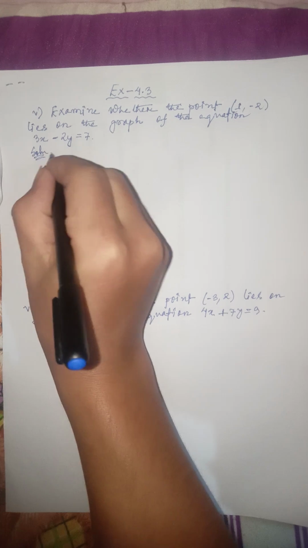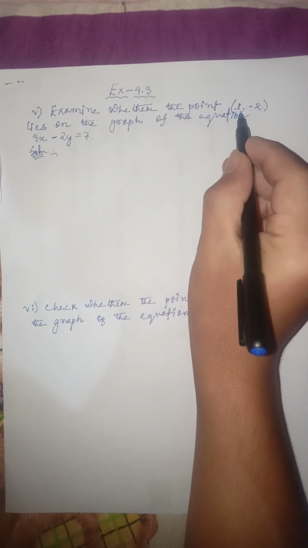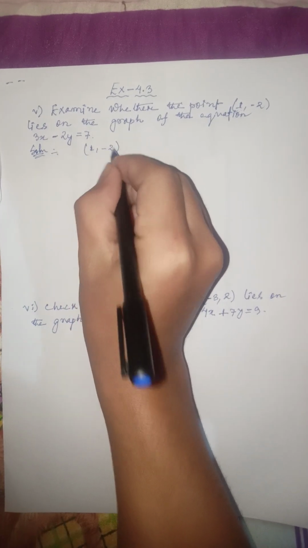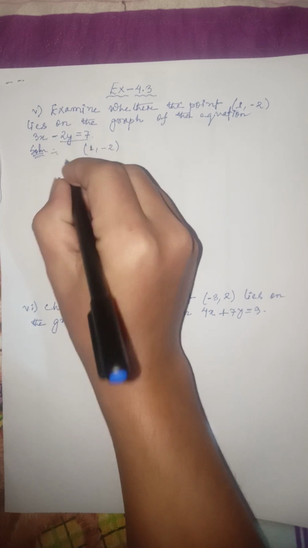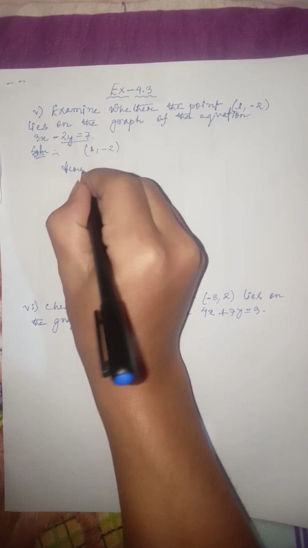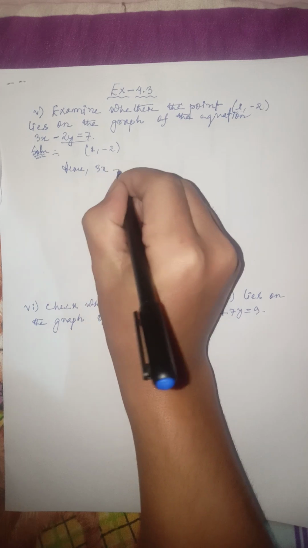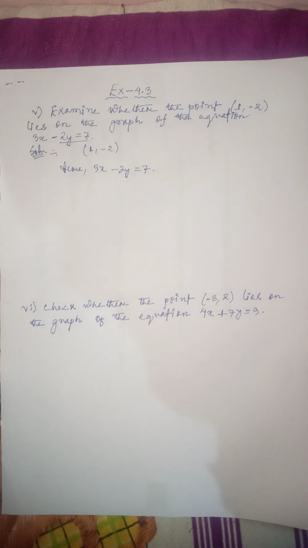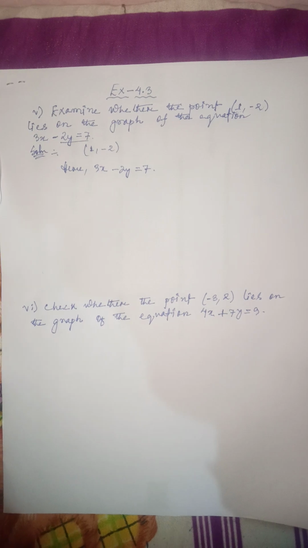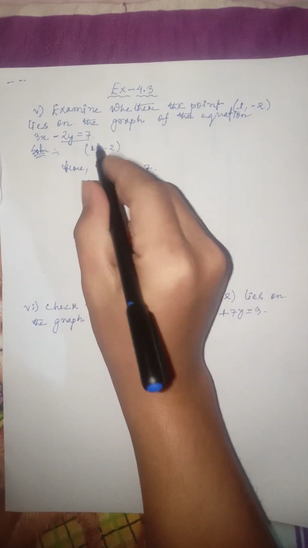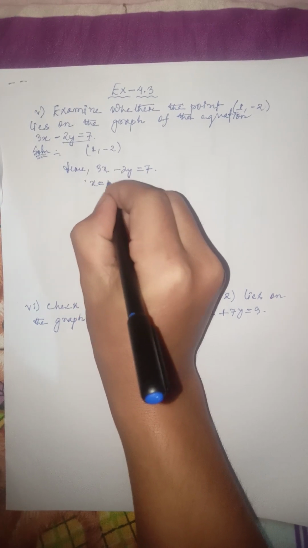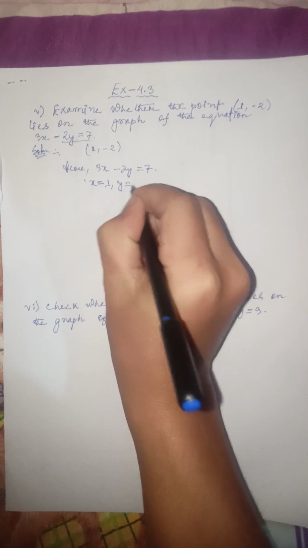We have, what is the given point that we have? It is 1, minus 2. Let us write that one. And what is the equation? It is 3x minus 2y equal to 7, right? And after that, what are the values of x and y at this point? It is x is equal to 1 and y is equal to minus 2.